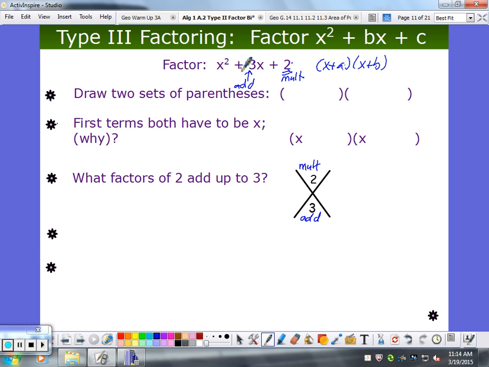Let's just think about it. Now I need two numbers multiplied to 2. Yeah, what? 2 and 1. Okay. Wait, you'll see why. Okay, trust me. Yes.